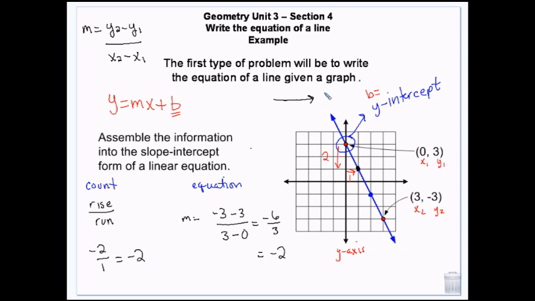So you don't actually have to do any calculations. You can just count spaces. And now our equation of this line is y equals m, which was negative 2, x plus b, which is 3.